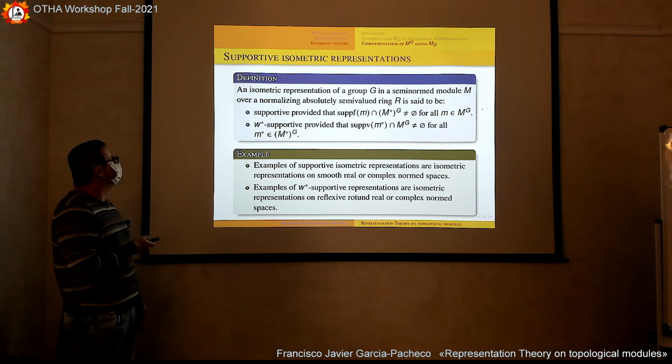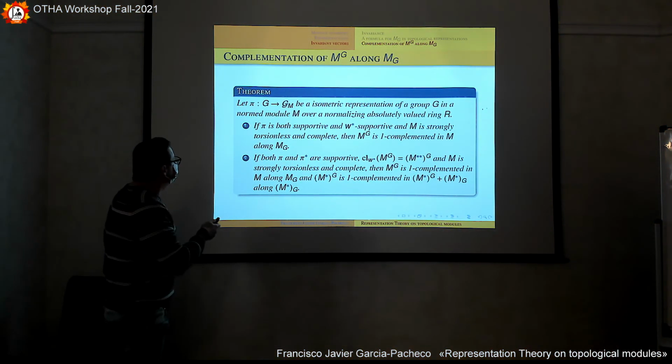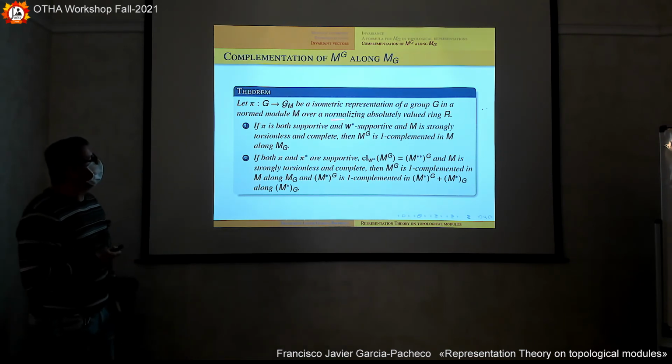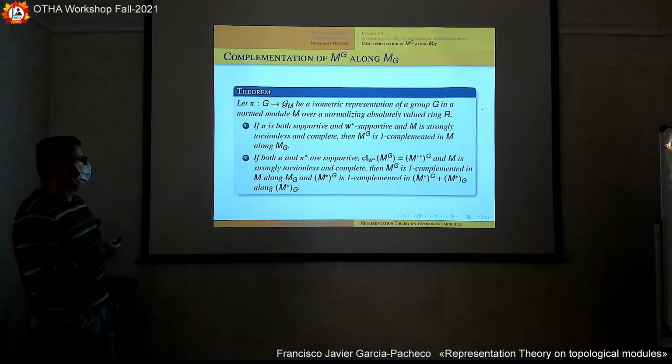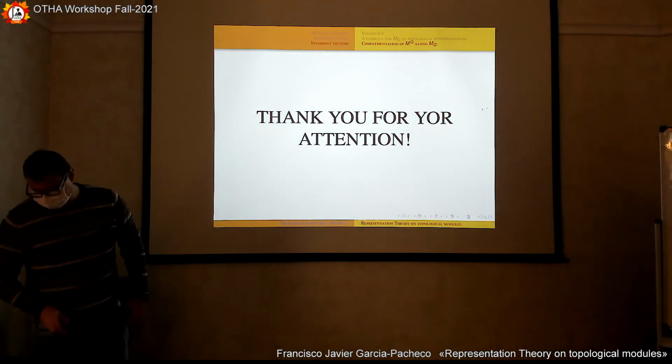Then we finally could prove the final theorem. In an isometric representation of a group on a normed module over a normalizing absolutely valued ring, if pi is supportive and M is strongly torsionless and complete, then M sub G is one-complemented in M along M sub G. And here we obtain something similar for the complementation in the dual representation. Fine, and this is the end of it.